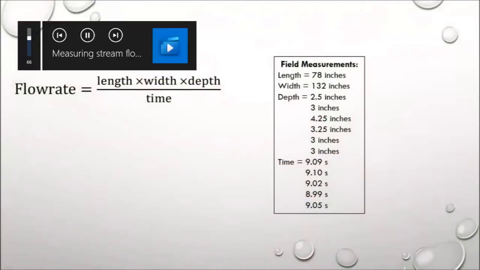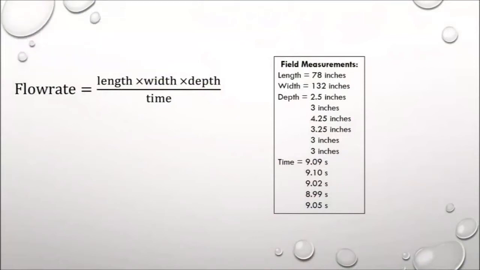The equation we are going to use to calculate stream flow is flow rate equals length times width times depth divided by time. Length times width times depth is the same thing as volume. The first thing we need to do is determine our average depth and our average time.